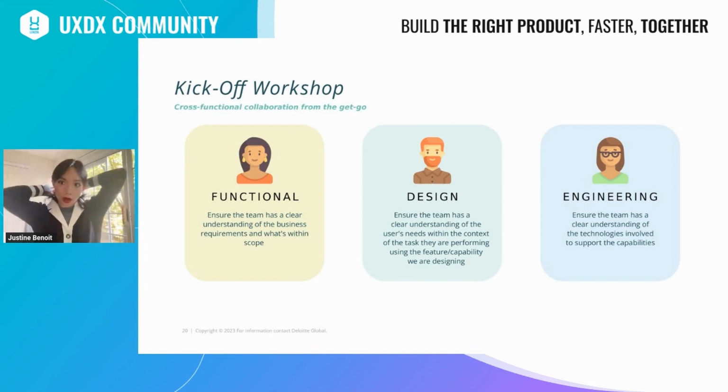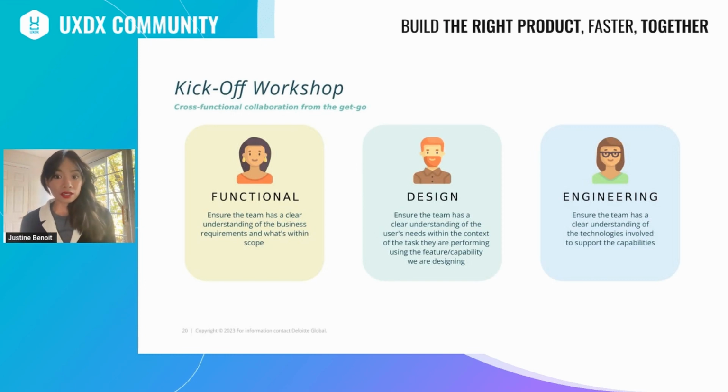So, as I said earlier, there are some moments where you could practice this as a team, and we're going to work through three of them. The first one is going to be a kickoff workshop, or a design kickoff or project kickoff. This is cross-functional collaboration from the get-go, where you have your functional lead ensuring that the team has a clear understanding of the business requirements and what's within scope. Then you have the design team ensuring that the team has a clear understanding of the user's needs within the context of the task they're performing using the feature or capability that we're designing. And then finally, we have engineering, who is there to ensure that the team has a clear understanding of the technologies involved to support the capabilities.